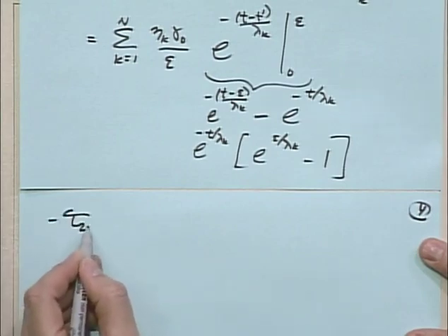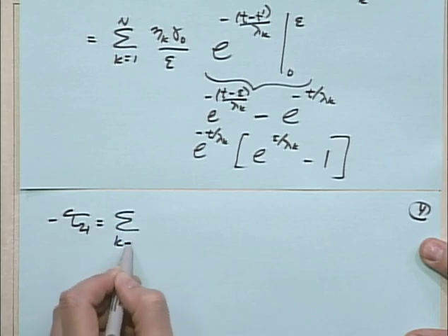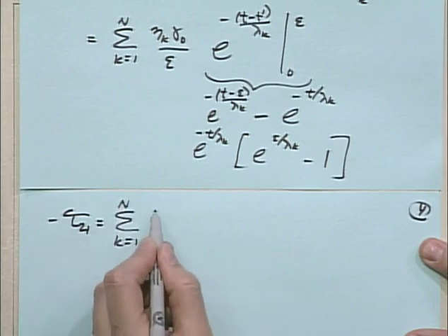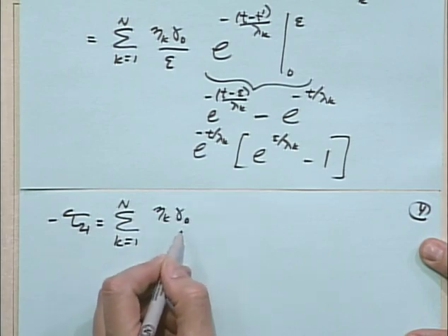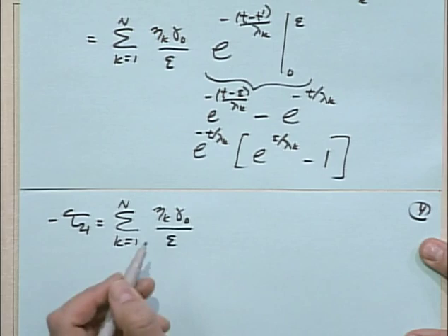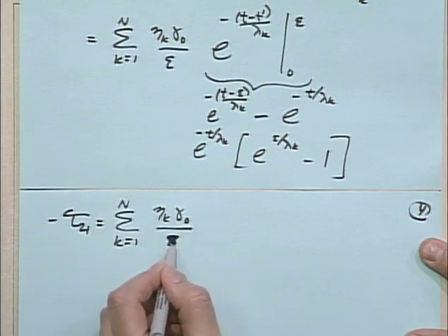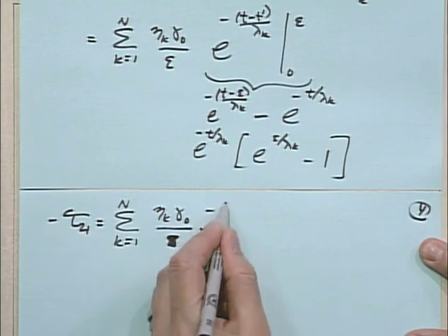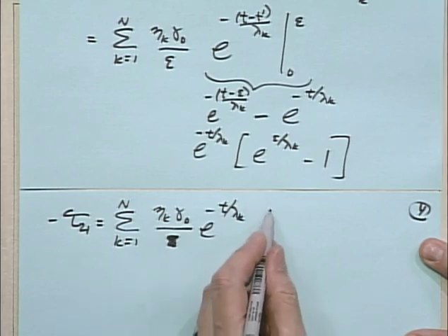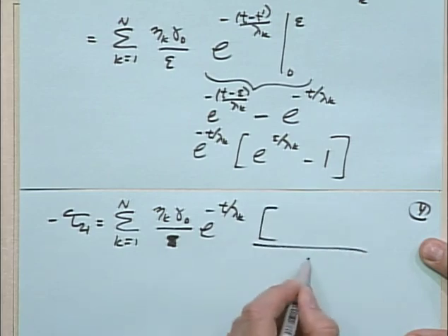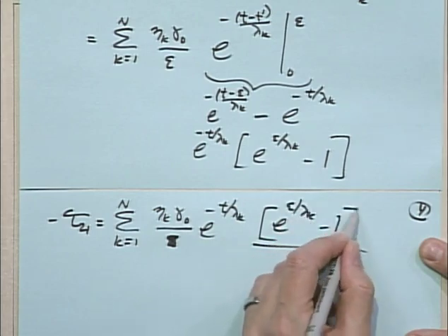Minus tau 21 equals the summation k equals 1 to n, eta k gamma naught over epsilon, e to the minus t over lambda k times this ratio, e to the epsilon over lambda k minus 1.